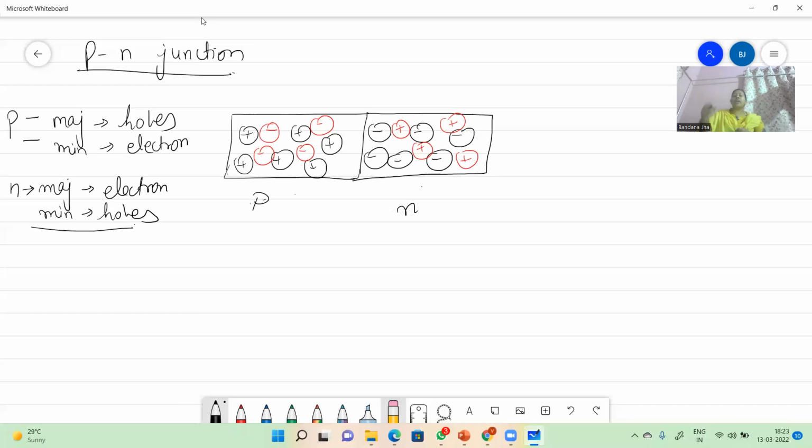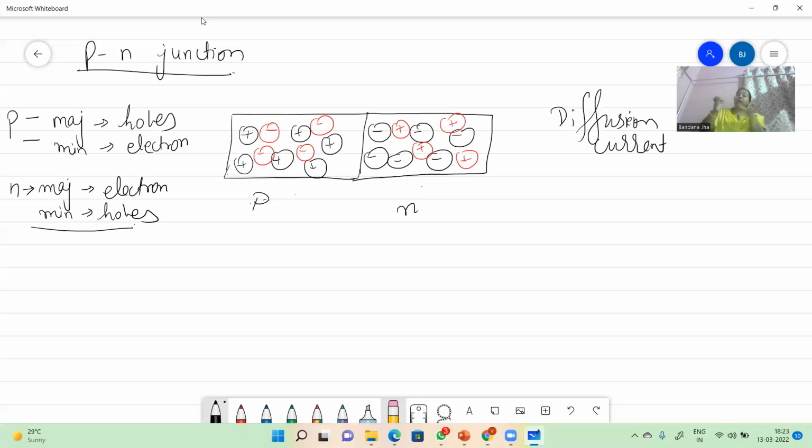We know whenever the electrons move from one place to another place, current is produced. And that current, without any external electric field, flowing within the PN junction, is known as what? Diffusion current.